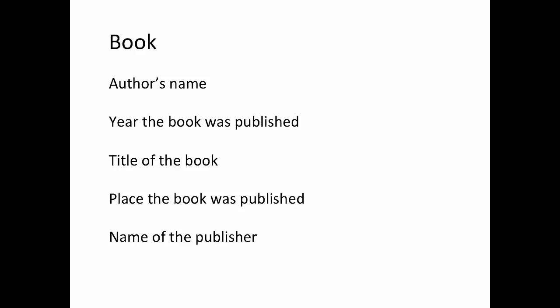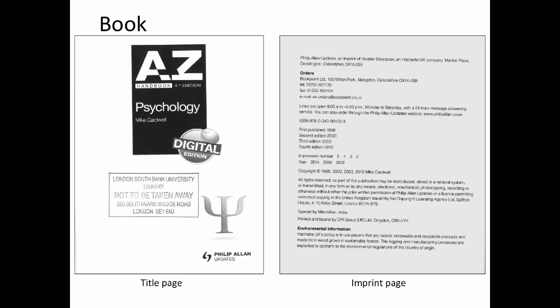Let's start with a book. In order to successfully reference a book, you will need the author's name, the year the book was published, the title of the book, the place the book was published, and the name of the publisher. These details can usually be found on the title page and imprint page of a book.